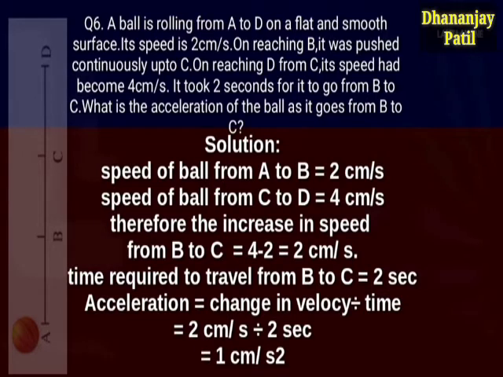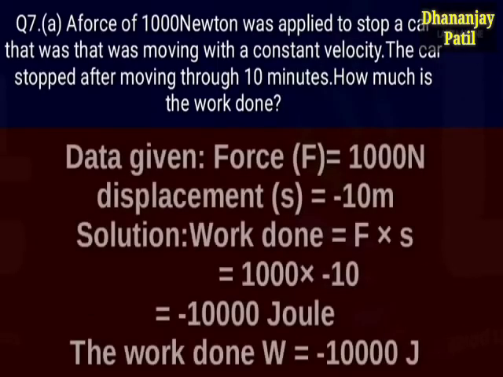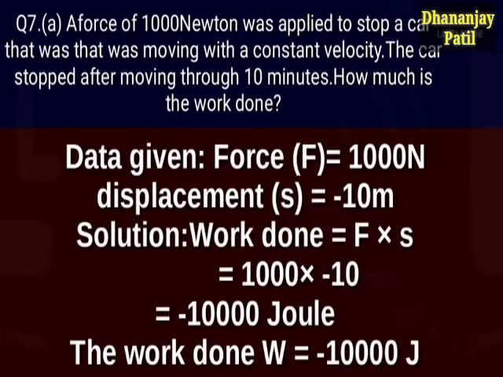So first find out the acceleration. The speed of the ball from A to B is 2 centimeter per second. Then the speed of the ball from C to D is 4 centimeter per second. Therefore the increase in speed from B to C is 4 minus 2, that is 2 centimeter per second. The time required to travel from B to C is 2 seconds. So acceleration is equal to change in velocity upon time: 2 centimeter per second divided by 2 second, that is 1 centimeter per second square. This is your final answer.